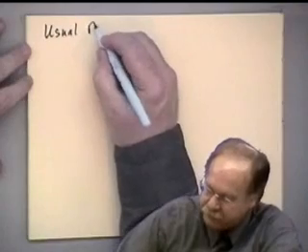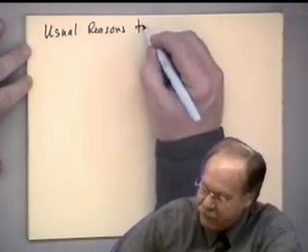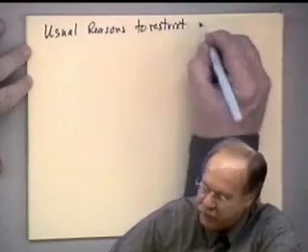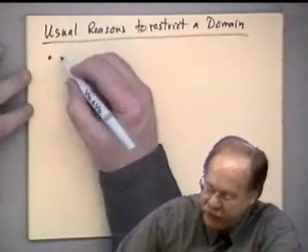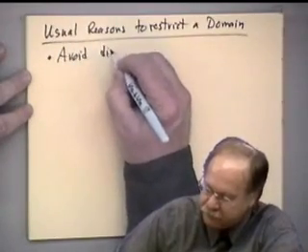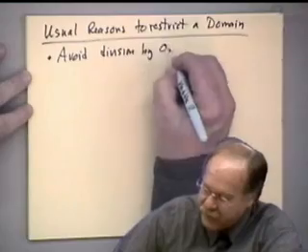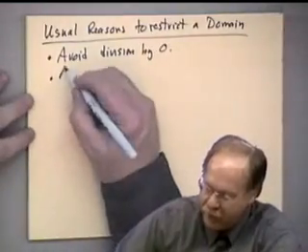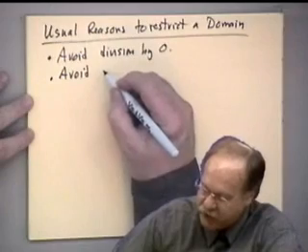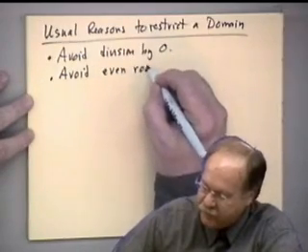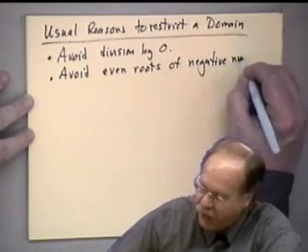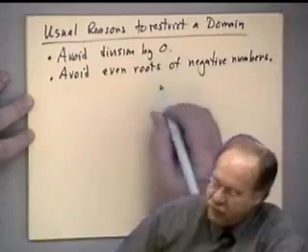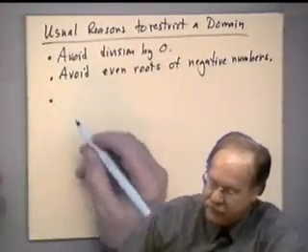So let's summarize the usual reasons to restrict a domain. These are things you want to keep in mind. The first one we've already seen is avoid division by 0. That is not allowed, so we must make sure that that can't happen. We also want to avoid, a little more generally, even roots of negative numbers. Now our example was only the square root, but any even root would have the same difficulty.